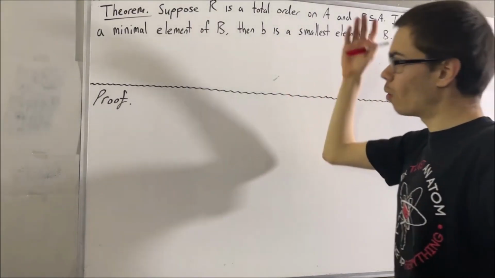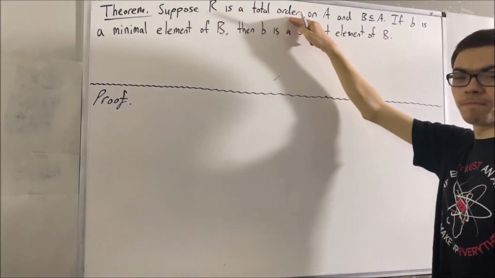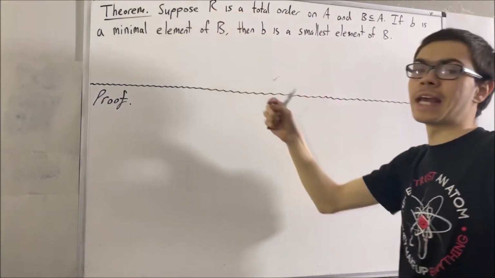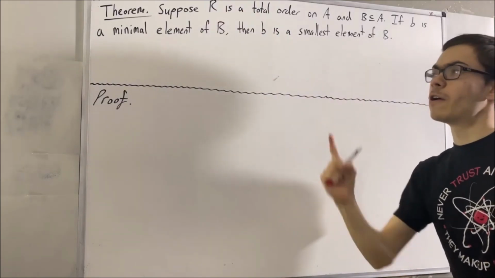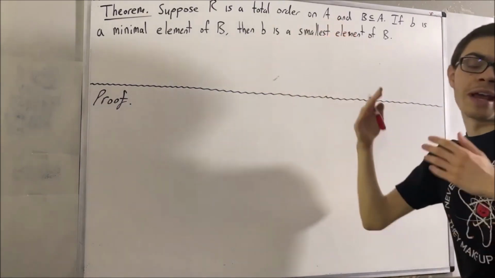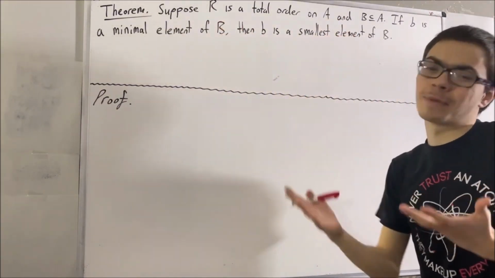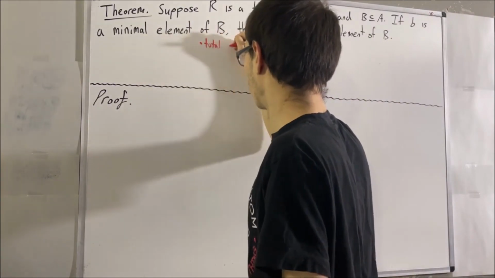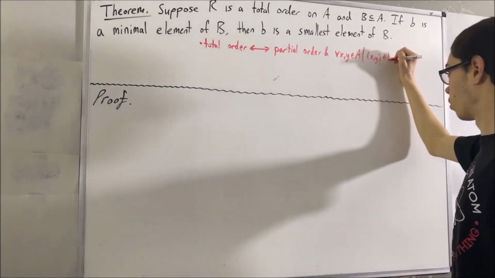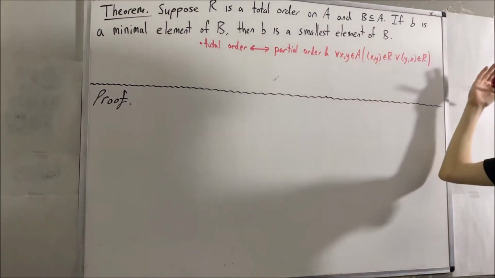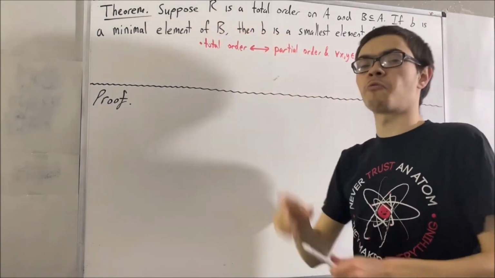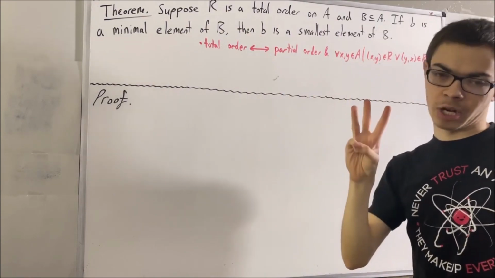First of all, what does it mean for a relation to be a total order? Well, if you recall, all that means is that our relation is a partial order, and for every two elements x and y in the set A, we have that either (x, y) is an element of R, or (y, x) is an element of R. And just as a refresher, what does it mean to be a partial order? Well, all that means is that our relation is reflexive, transitive, and antisymmetric.